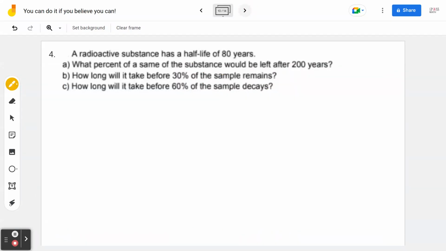Example number 4. I would like you to try this one, of course. The question says a radioactive substance has a half-life of 80 years. A, what percent of a sample of the substance would be left after 200 years? B, how long would it take before 30% of the sample remains? C, how long would it take before 60% of the sample decays? Pause the video, try this. When you press play again, I'll be here.